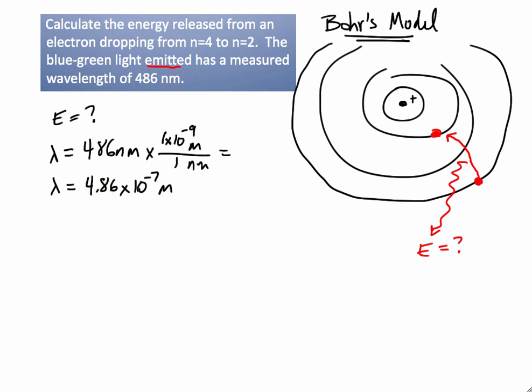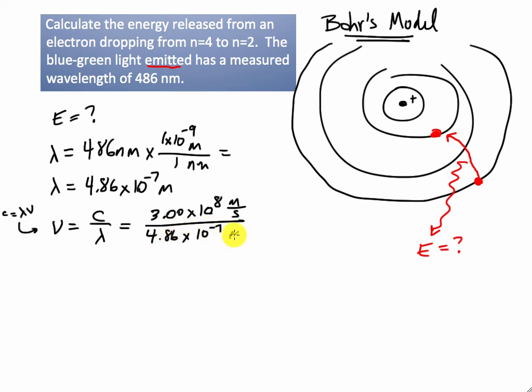I'm going to undo what I just did in that last problem. In the last problem, I had the energy, and I found the wavelength. Well, I'm taking the wavelength and finding the energy. So I'm going to go backwards. I'm going to find my frequency, and I'm going to solve for frequency by plugging into the speed of light equation. C equals wavelength times frequency, and I can derive that equation. 3.00 times 10 to the 8th meters per second over my wavelength, which is 4.86 times 10 to the minus 7 meters. Cancels out, leaving me with inverse seconds again.